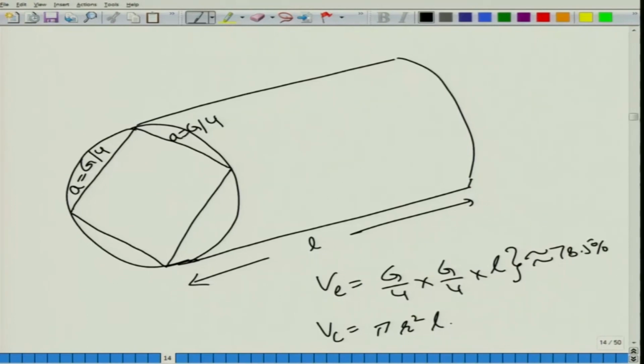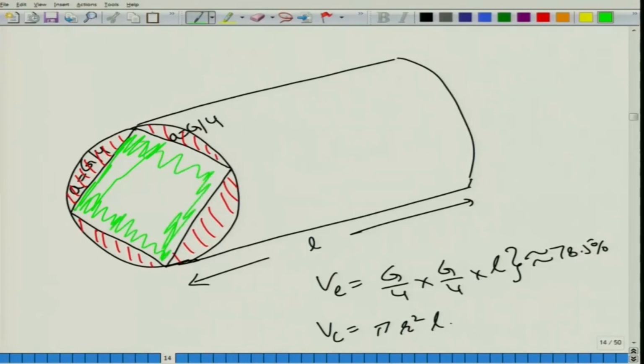And this is useful because when we use this wood for any applications, then this portion is lost in sawing operations. Essentially this central portion is what we are able to use. So, this is your usable portion.